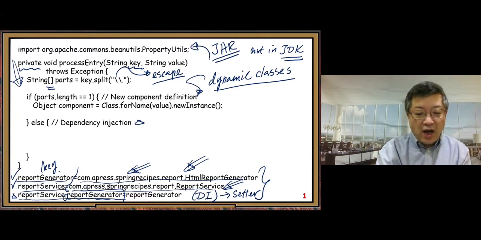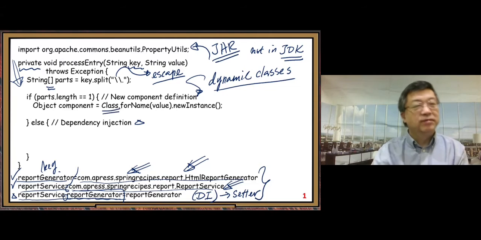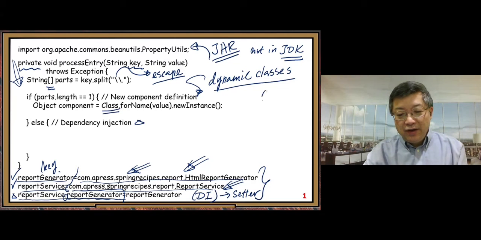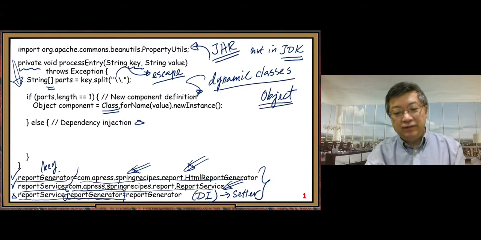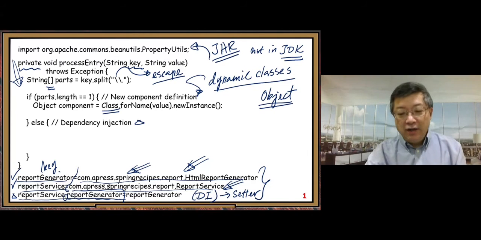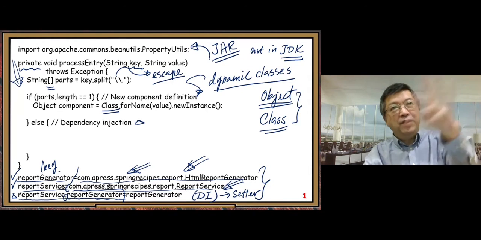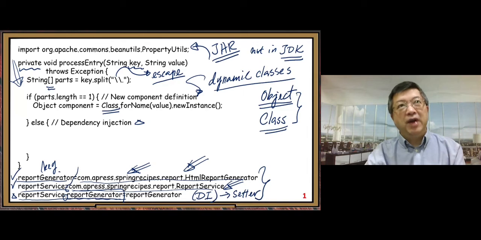So we use Class.forName, capital Class. You know capital Object, right? In Java, there is a class called Object. There is also another class called Class. These two classes are very special.